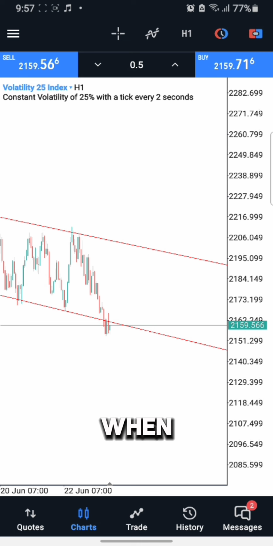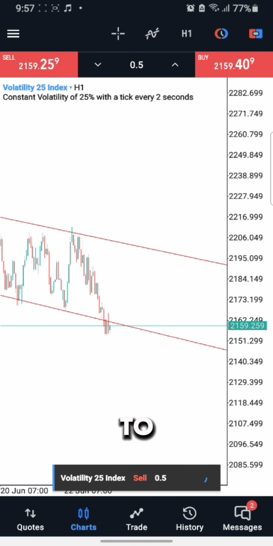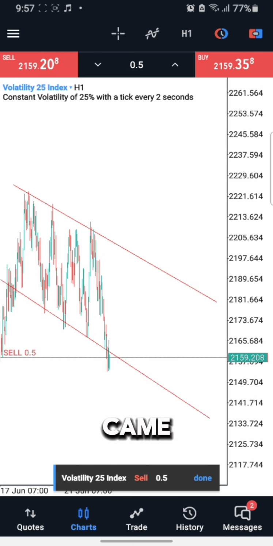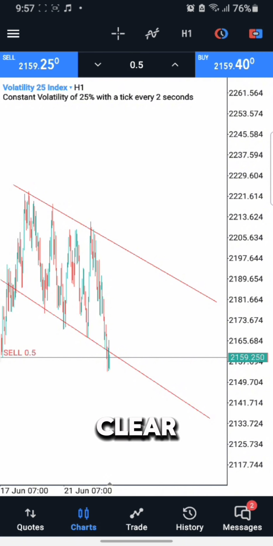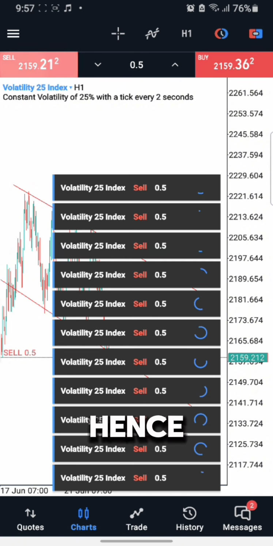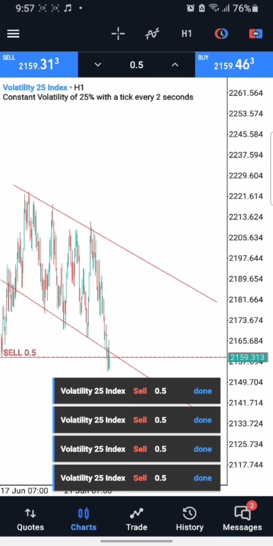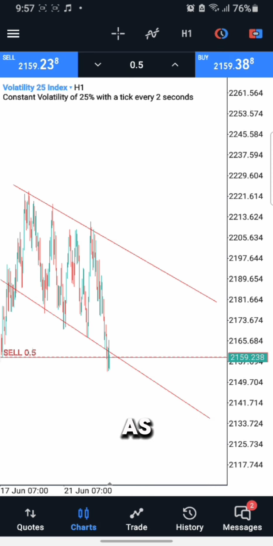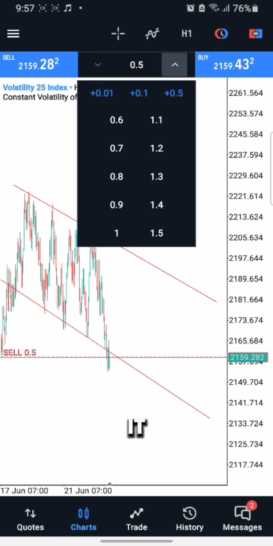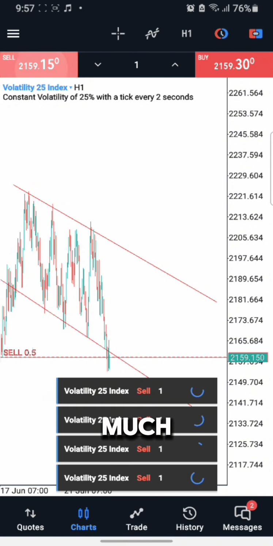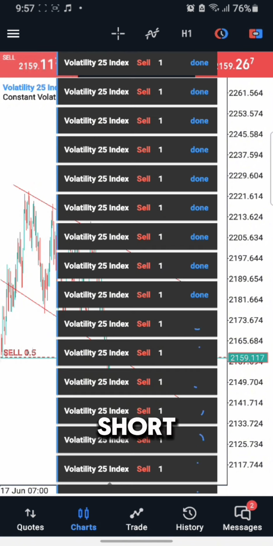When it reached the support, it even broke to the downside, as you can see, and then it came back for a retest. So this is a clear indication that the market is going to sell. Hence we sell the market and then wait for the profit. Just as I have said earlier, I'm going to scalp, so it is advisable to put many positions so that I can collect as much profit as I can get within a very short period of time.